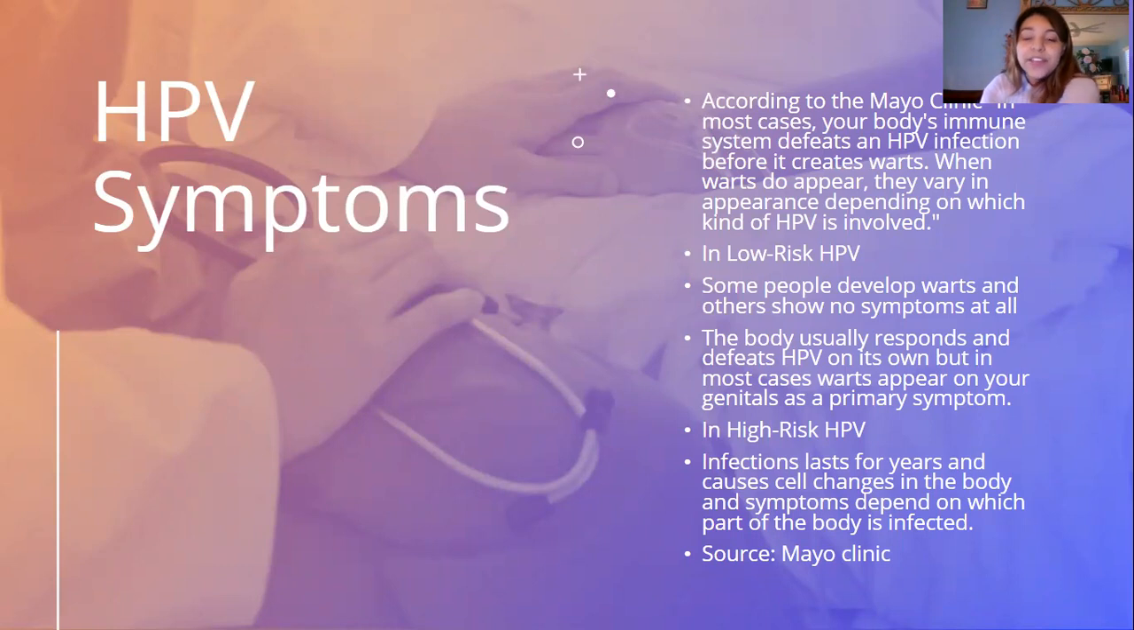So HPV symptoms. What are some HPV symptoms? According to the Mayo Clinic, in most cases, your body's immune system defeats an HPV infection before it creates warts. When warts do appear, they vary in appearance depending on which kind of HPV is involved. In low-risk HPV, some people develop warts and others show no symptoms at all. The body usually responds and defeats HPV on its own, but in most cases, warts appear on your genitals, and it's the primary symptom that you need to go get checked out.